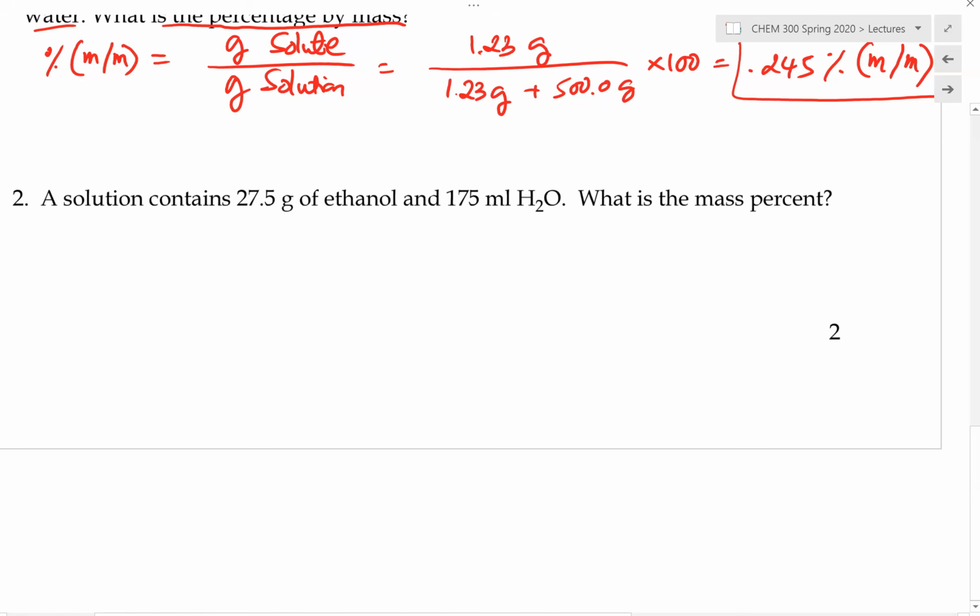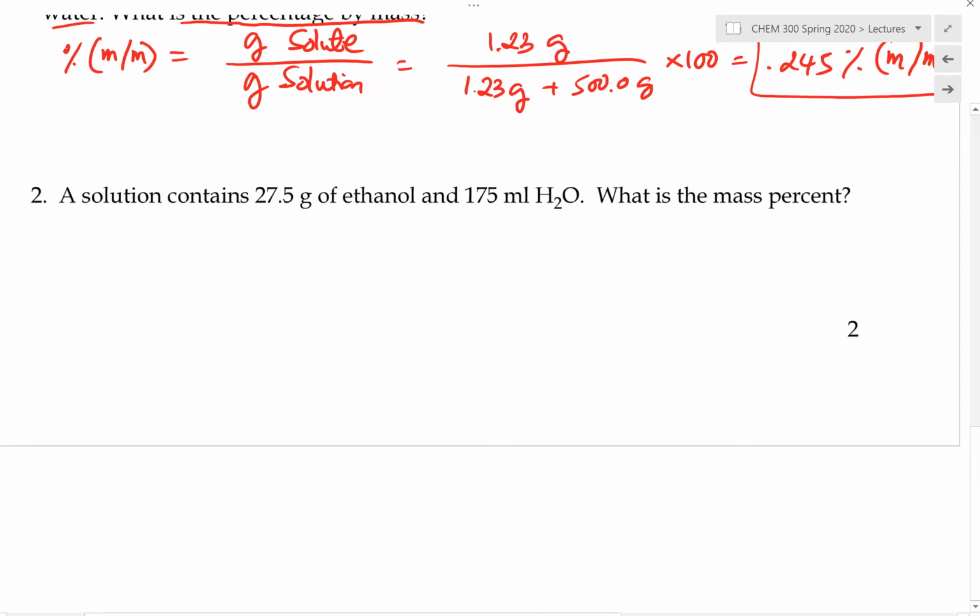Now let's try another example. So why don't you take a minute to work on this problem before we go over the answer together. And now let's go over the answer.